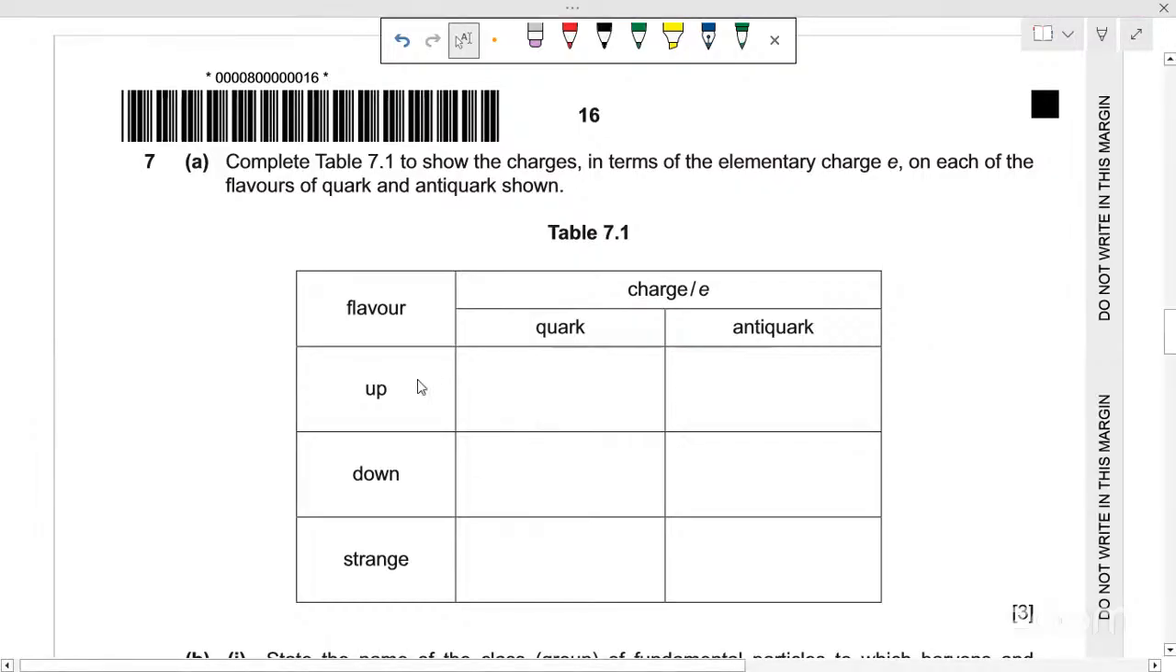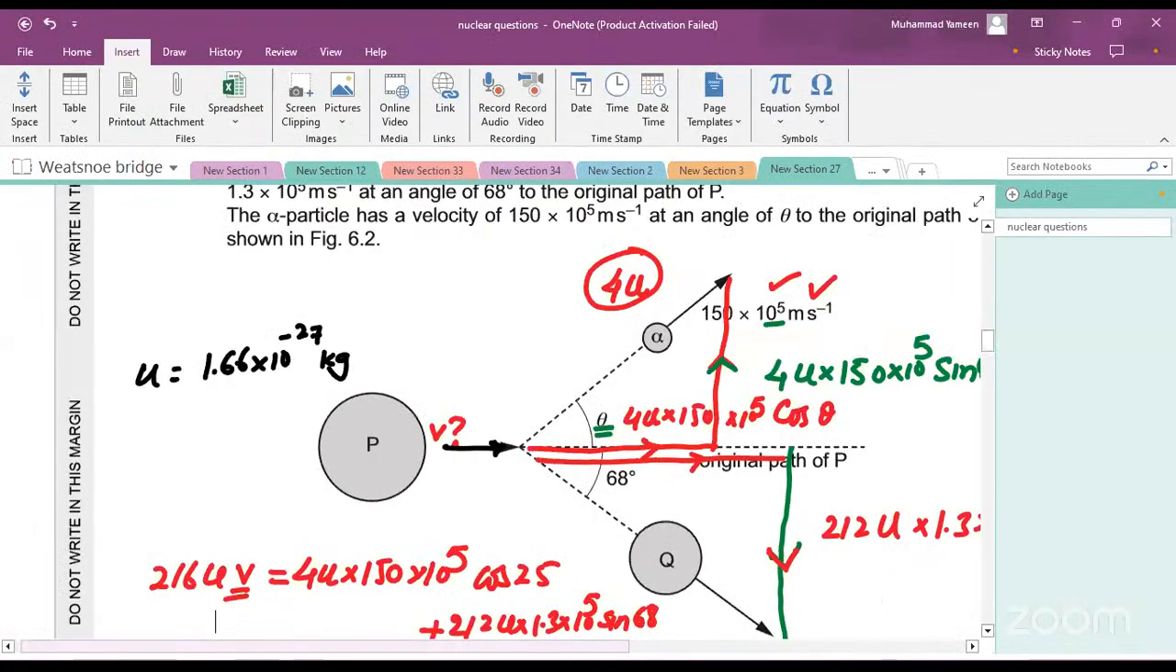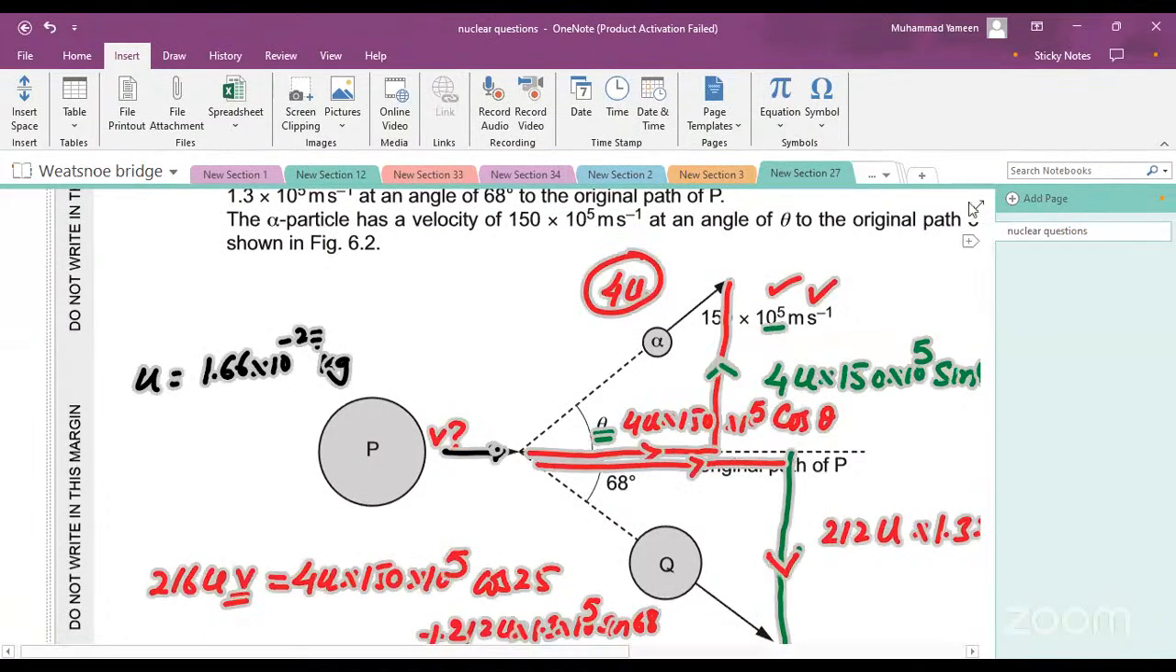This question is based on your facts. You have to mention the charge of up quark and charge of anti up quark, charge of down quark, and charge of anti down quark, and charge of strange quark.